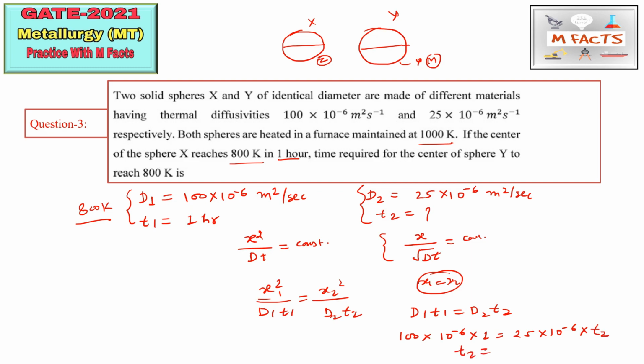So T2 will be equal to 4 hours. This is an easy calculation. You need to remember this formula. This formula is very important for diffusion questions, and you may get a 1 or 2 marks question from this formula only.